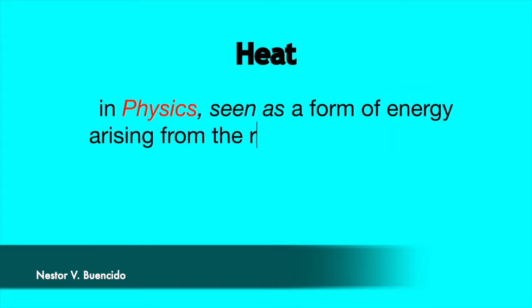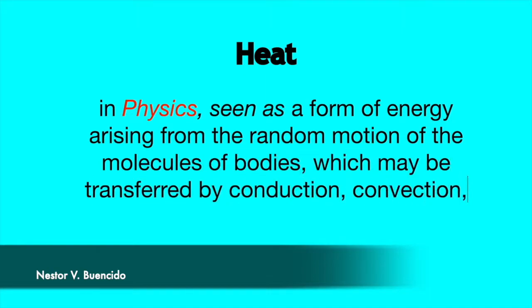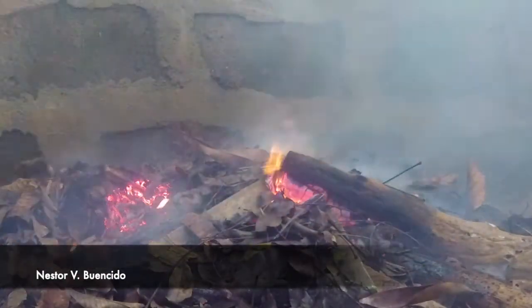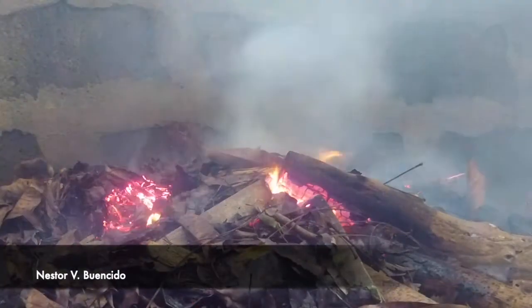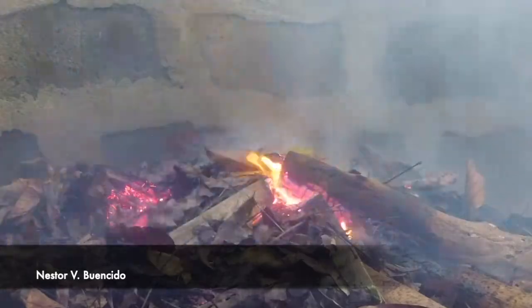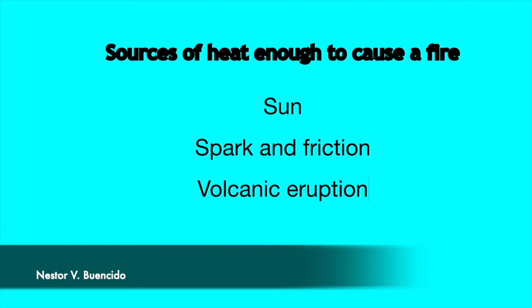Heat in physics is seen as a form of energy arising from the random motion of the molecules of bodies, which may be transferred by conduction, convection, or radiation. It is responsible for the initial ignition of fire and the spread of it. Fire is spread by preheating adjacent fuel and warming surrounding air. Sources of heat enough to cause a fire: sun, spark and friction, and we can also consider volcanic eruption.